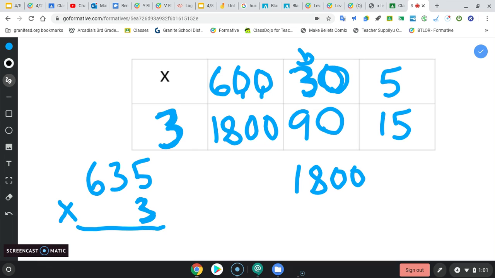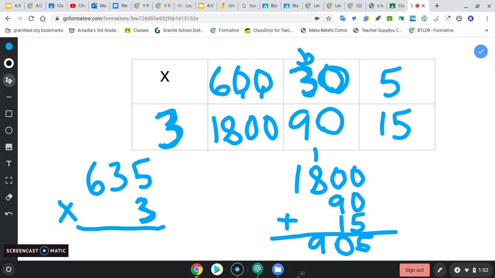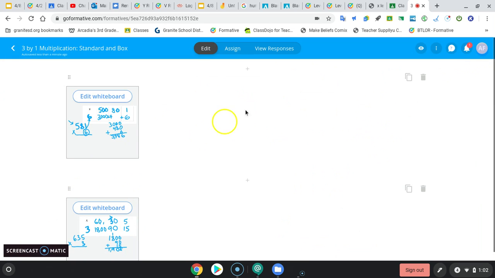So 1,800 plus 90 plus 15. 5, 9 and 1 is 10, 8 and 1 is 9, and 1 plus nothing is 1. So 1,905.